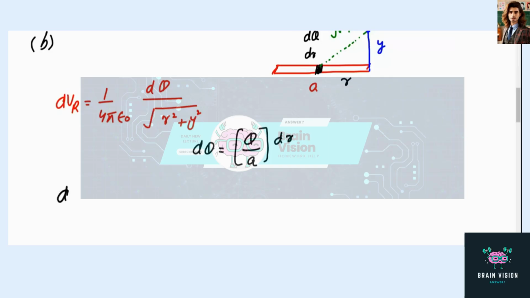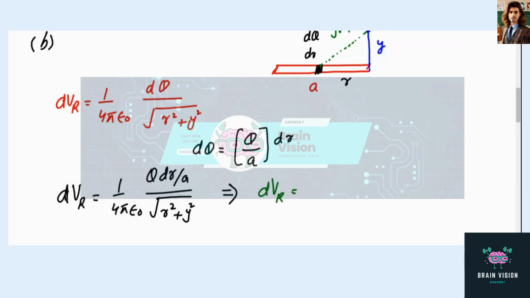So we have the contribution of electric potential due to the small portion at point R equal to 1 upon 4 pi epsilon naught, and we have dq equal to q dr divided by a upon r squared plus y squared. By rearranging, we can write this as dVr is equal to 1 upon 4 pi epsilon naught times a q dr divided by r squared plus y squared.